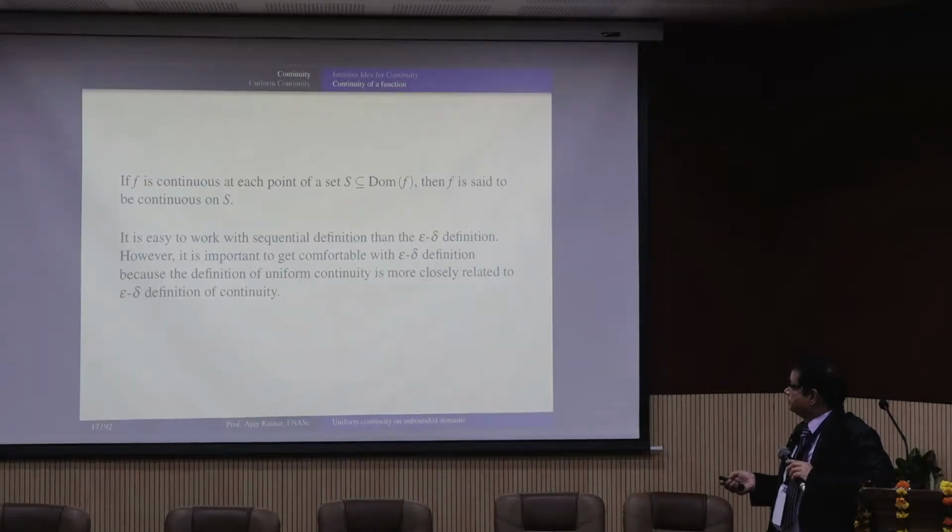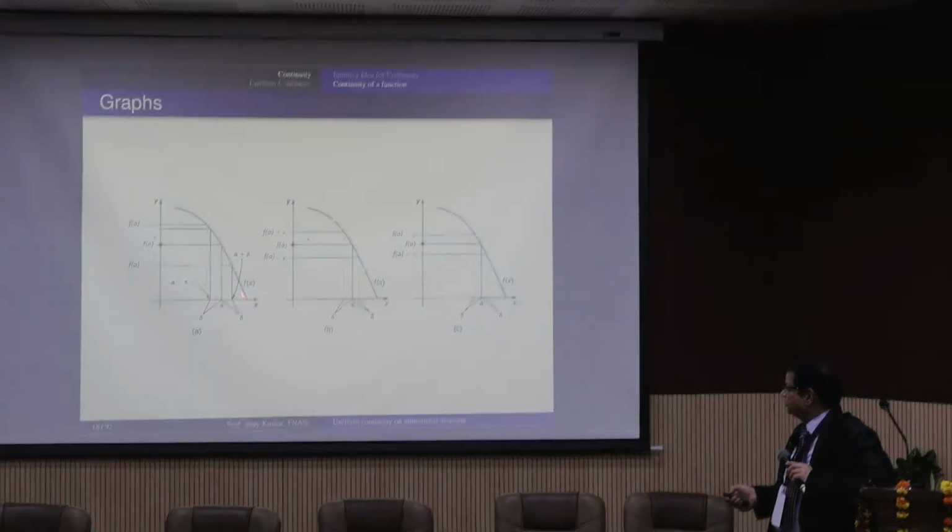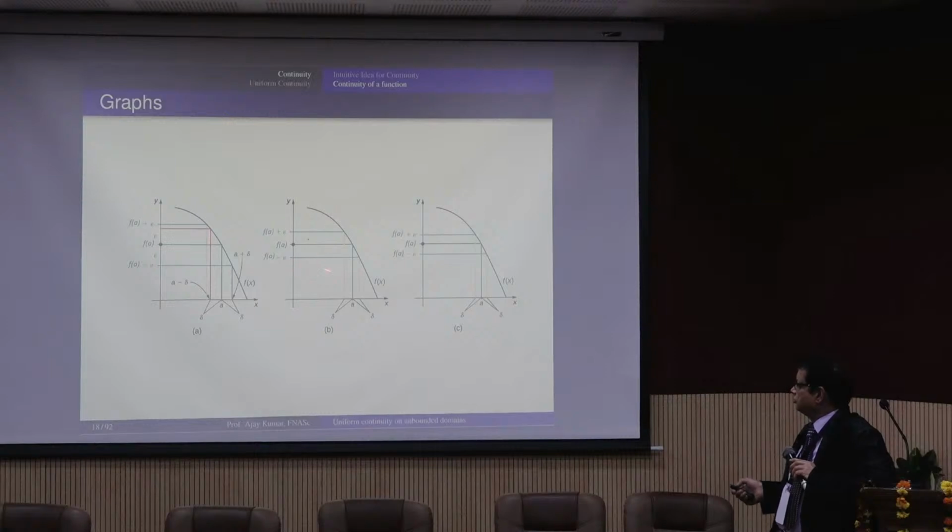Okay. So here, if you look at these figures, this is the variation of your x. So x varies from a minus delta to a plus delta, and f(x) varies from f of a minus epsilon to f of a plus epsilon. That is, if you change x, you have a corresponding change in f(a).